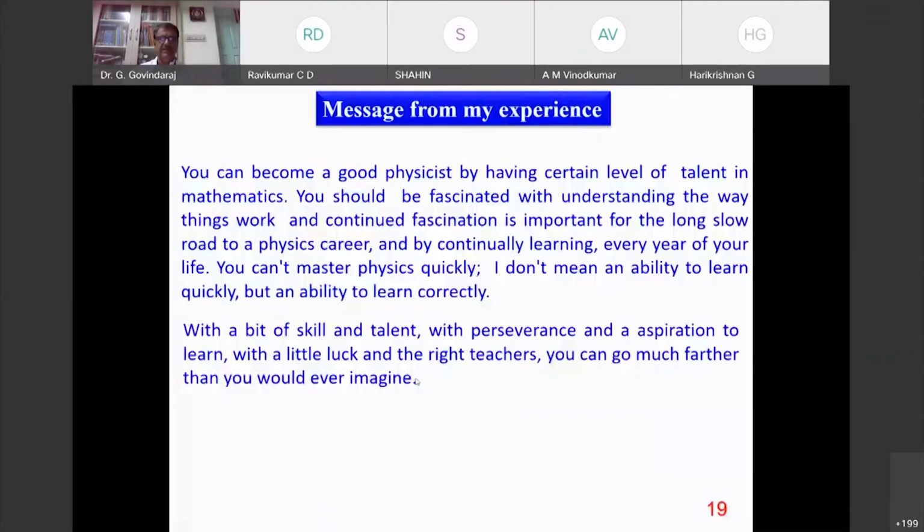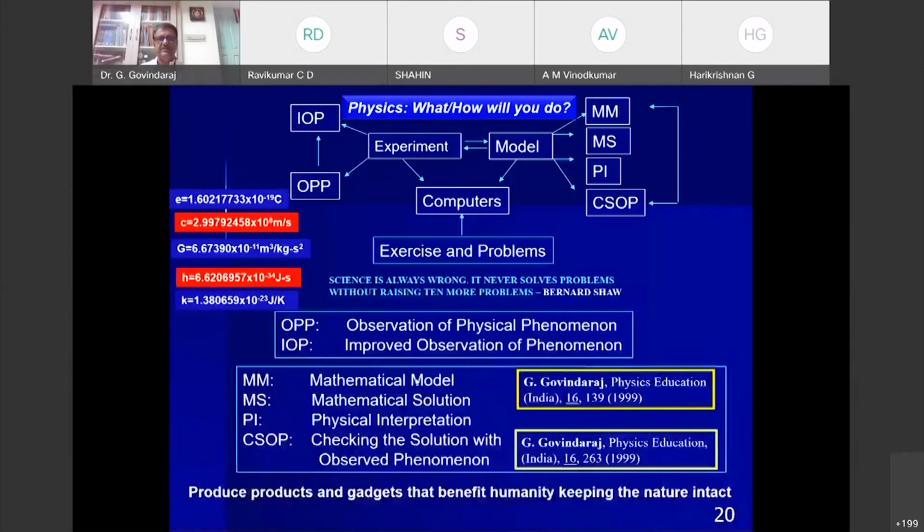Okay, now we'll come to the real problem. Now you can see what and how you will do physics. As our Vice Chancellor also indicated, there is a loop being created here in terms of the observation of the physical phenomenon and improved observation. This sort of chart is given in this paper. Now you can see this loop goes on, continuing for years and years.